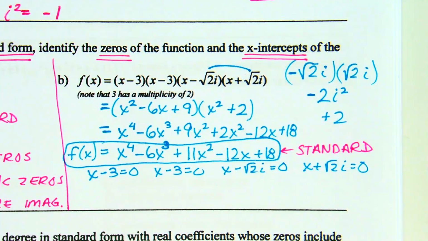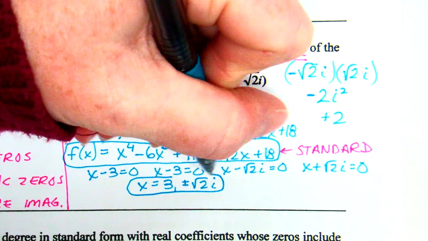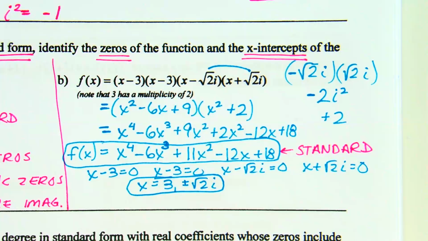If that's the case, what are my zeros? Positive 3 and plus or minus radical 2i. Okay. So no, you don't have to state the 3 twice. And yes, you can do plus or minus radical 2i. Those are my zeros.